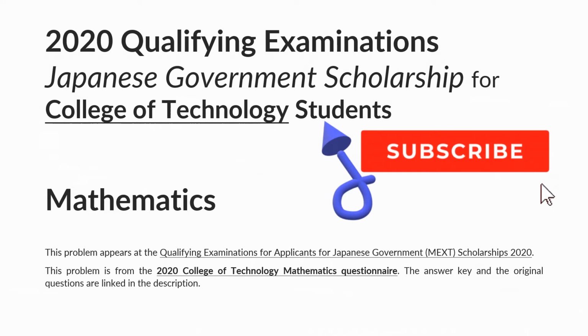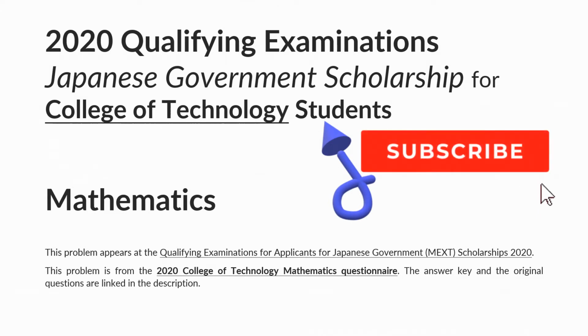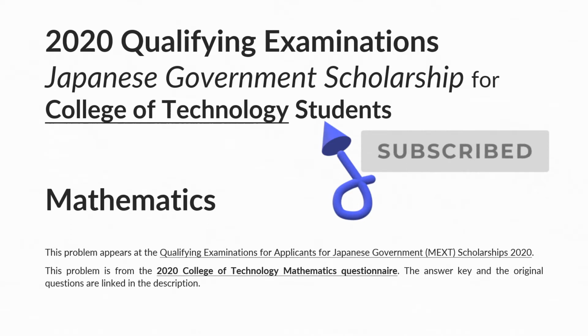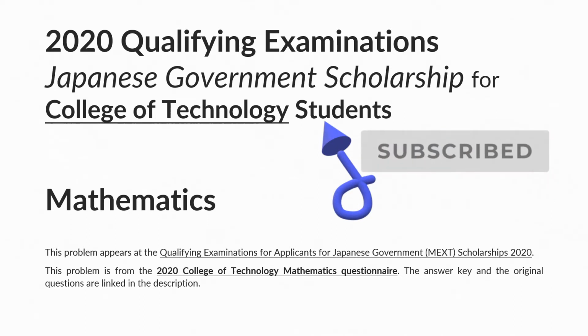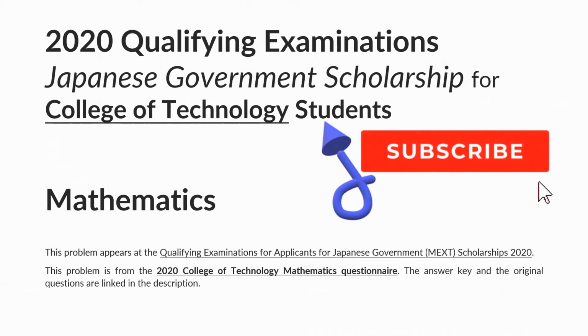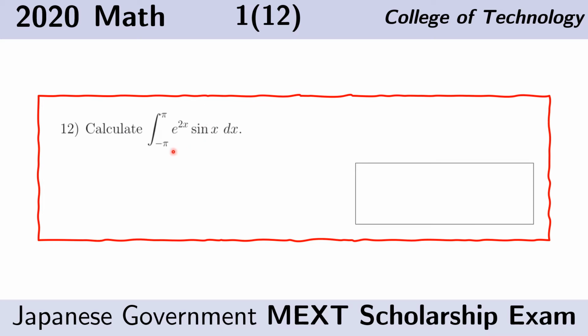This problem appears at the qualifying examinations for applicants for Japanese government or MEXT scholarships 2020. This problem is from the 2020 College of Technology Mathematics questionnaire. The answer key and the original questions are linked in the description. We need to compute this definite integral.